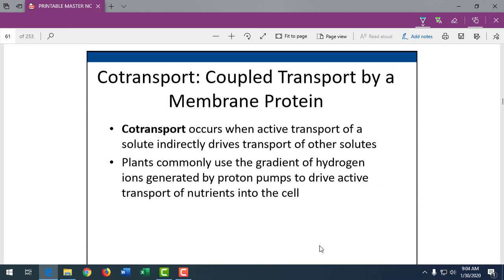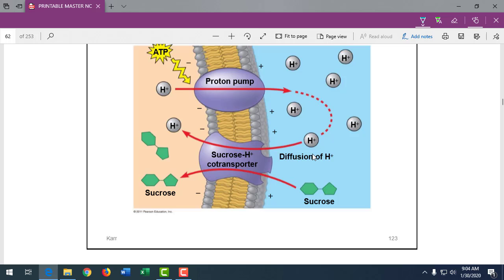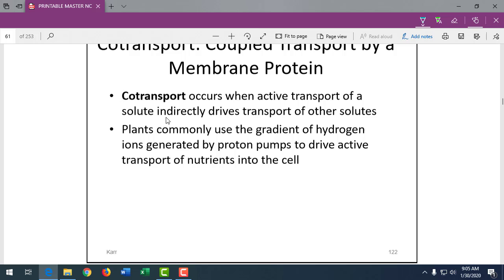Now, another type of transport that we're not going to spend a lot of time on is co-transport. Sometimes we have ions, solutes that are transported. Two things are transported at the same time across the membrane, co-transport. So here we see hydrogen and sucrose are being transported together with the help of two different proteins. You don't need to know the details of this, just know that co-transport is another type of active transport. So it requires ATP. So ATP is needed.